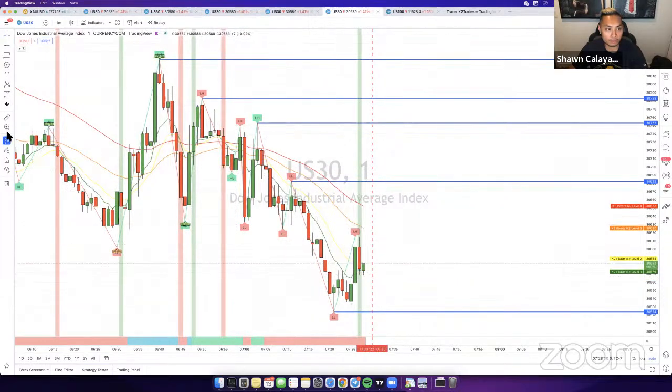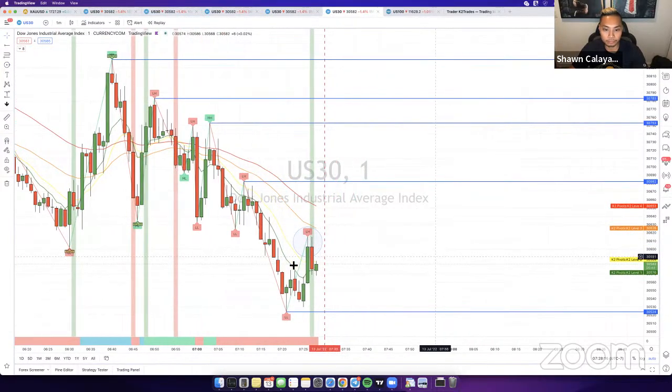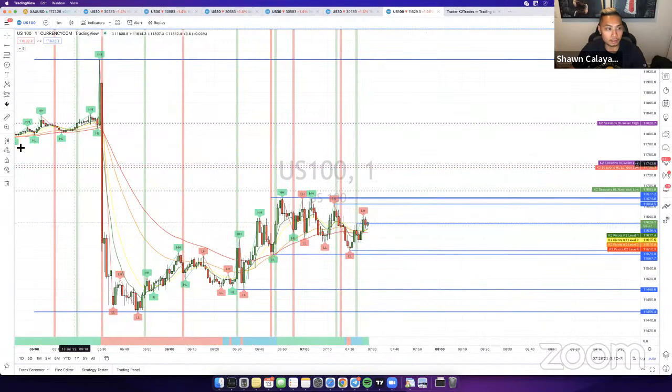There's no entry off this. If you guys are looking for a V1, there's a signal on the candle right here, so no entry for a V1 here. Would have been nice if it closed. So nothing off this 1 minute, nothing off NASDAQ.